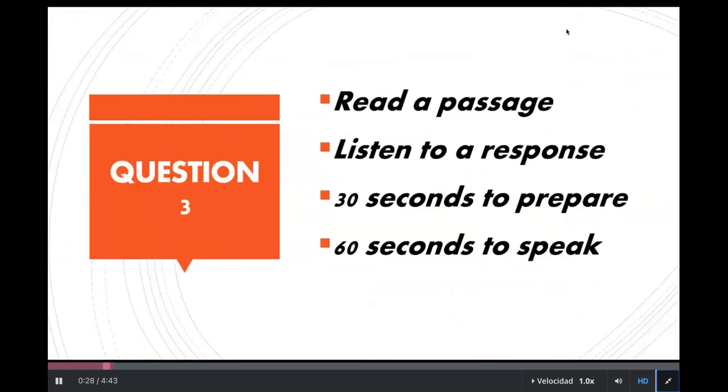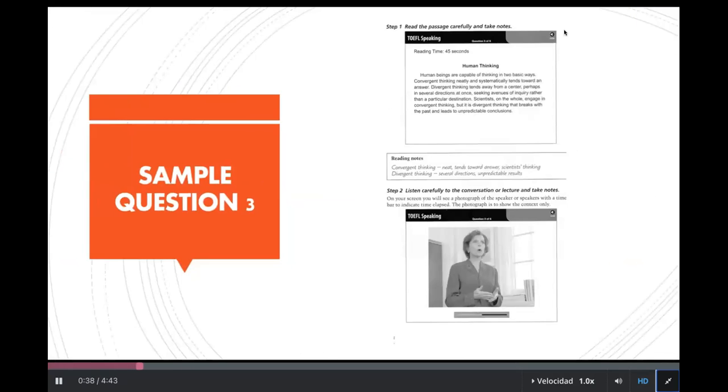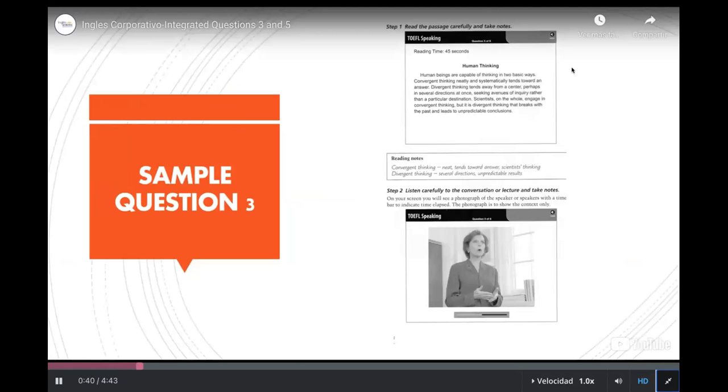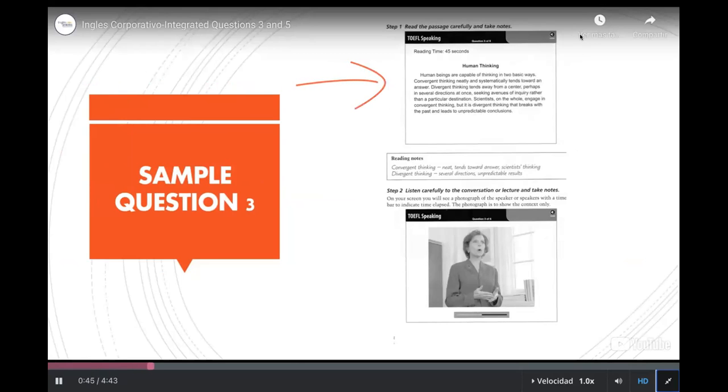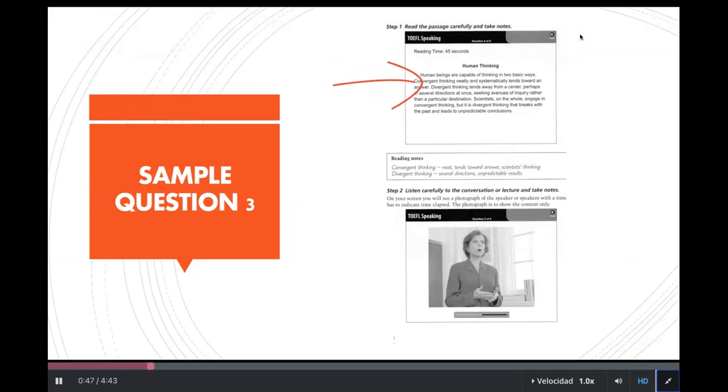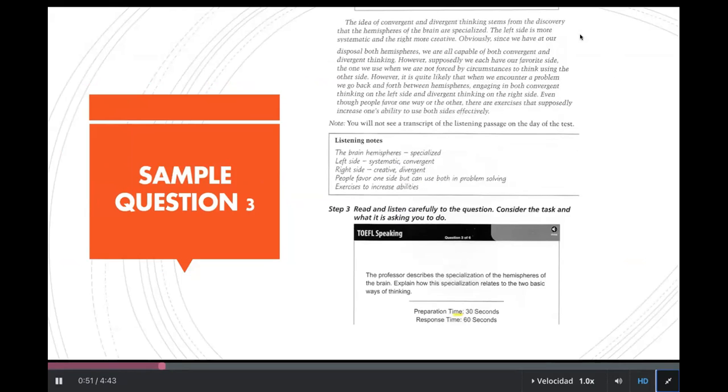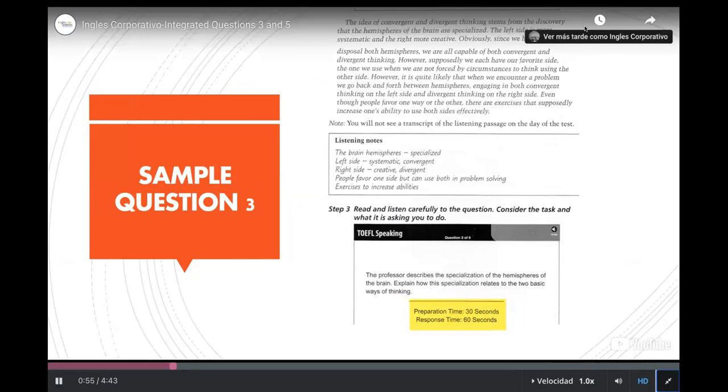Question 3. Read a passage. Listen to a response. 30 seconds to prepare. 60 seconds to speak. Here's generally what the question will look like and how they are structured. In question 3, you will read a passage about a campus-related topic. Then you will listen to a response to that topic. Then you will have 30 seconds to prepare your response and 60 seconds to speak your answer.